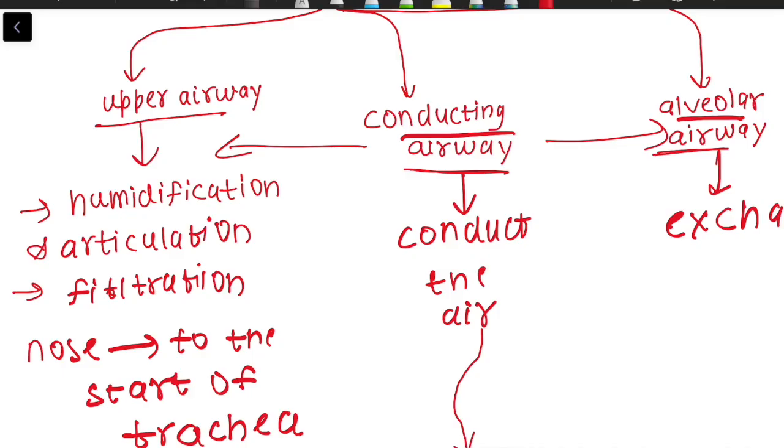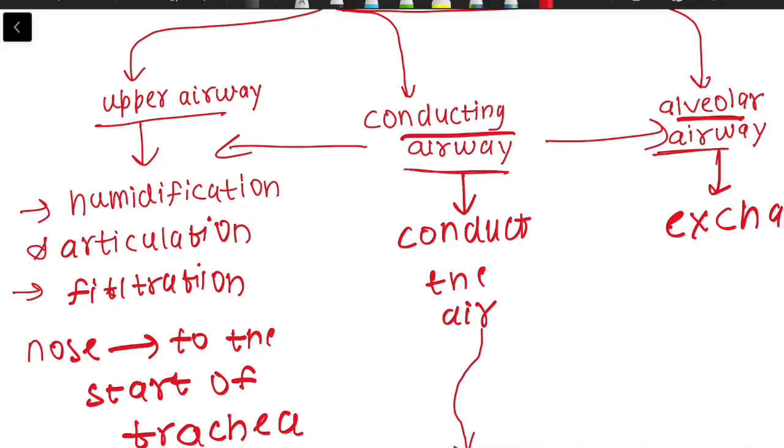Now, if you ask me why humid air is required, we have to maintain a normal body temperature. We just can't take in dry air. Humidification means that we have to add some water vapor, some amount of mist, because some amount of humidity is required for the body. If there is a lot of dry environment, then the cells won't be able to survive.